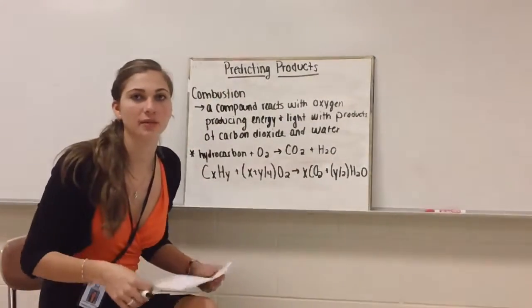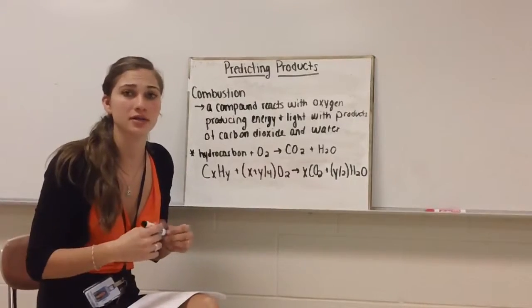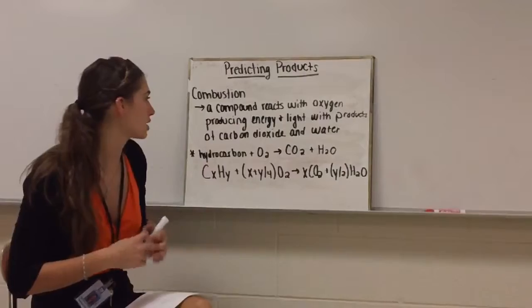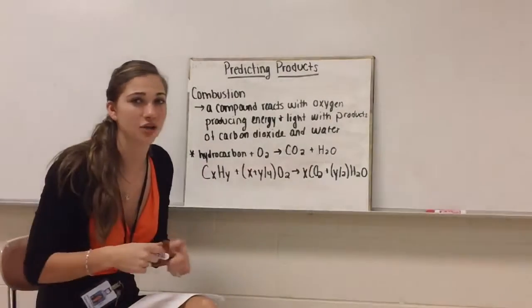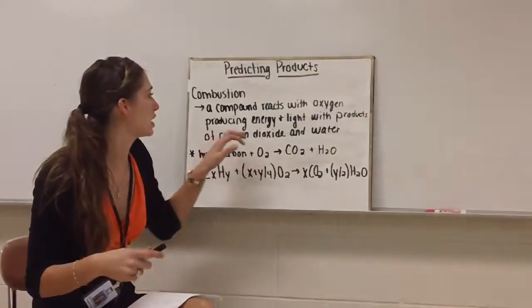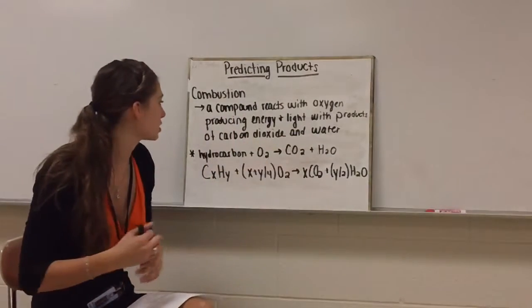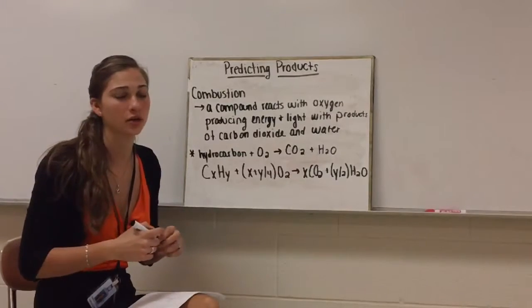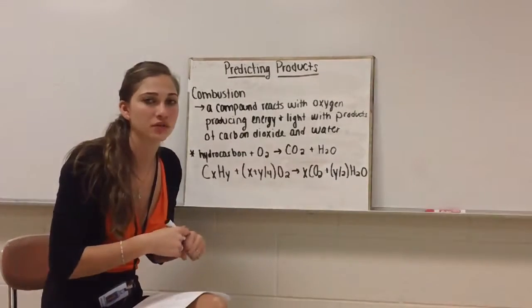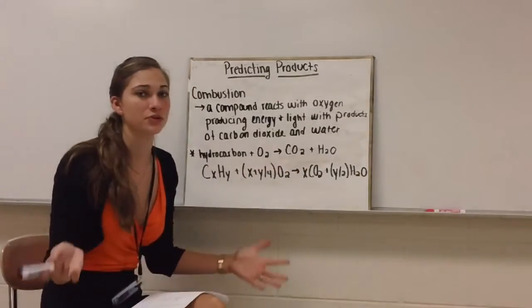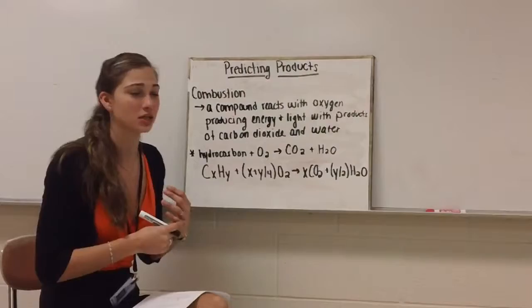The last reaction we have to worry about when predicting products is our combustion reaction. A combustion reaction is when a compound reacts with oxygen, and we're usually dealing with a hydrocarbon, which is hydrogen and carbon put together. So when a compound reacts with oxygen, producing energy and light, the products are carbon dioxide and water. Whenever you're doing a combustion reaction, your products will always be carbon dioxide and water. That makes predicting products a whole lot easier.